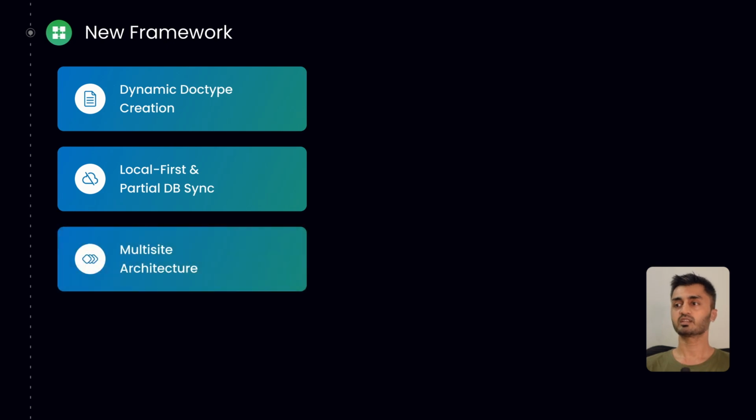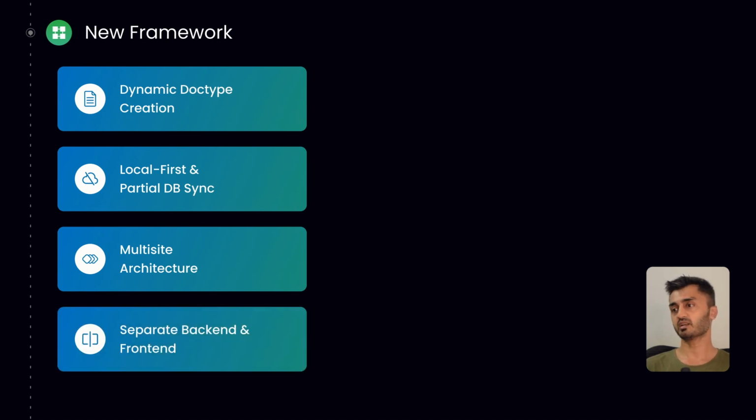Next one is multi-site architecture. What we will do is that one instance of our framework should be able to create multiple sites. Now these sites can have different ports assigned to them. It can have different domains, subdomains, subfolders. Then each site can have its own plugins, its own routers, and a few more. Next feature is separate backend and frontend. This is for clear separation of concerns. Our backend will only handle the data logic and the frontend will handle the presentation layer.